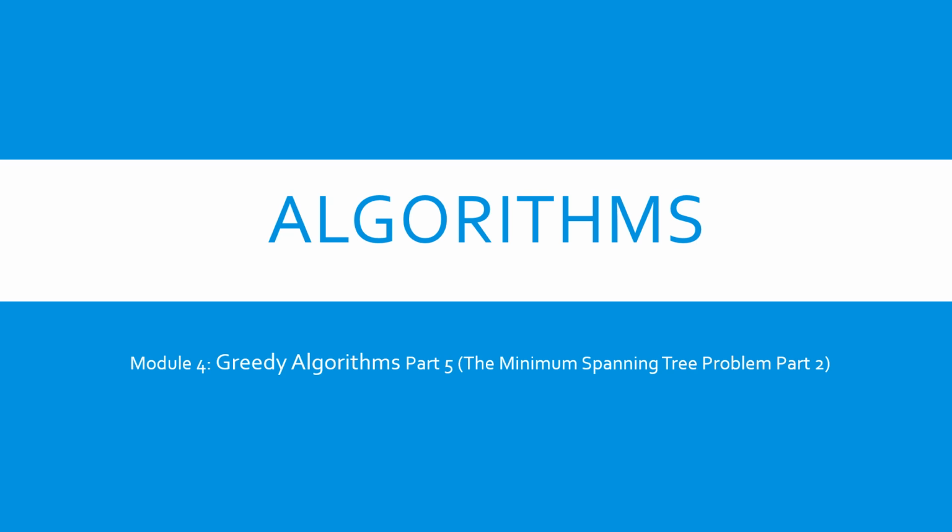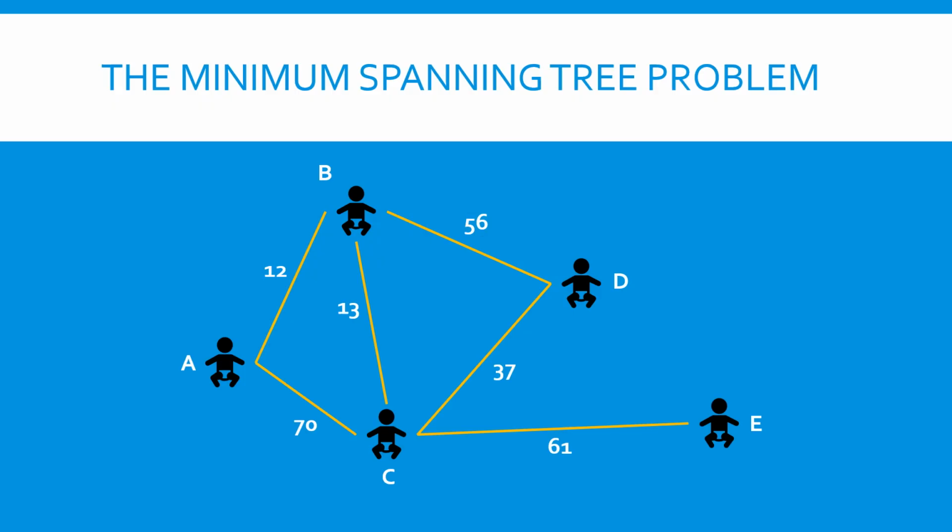This is part 5 of Module 4, focused on greedy algorithms. In this video, we will continue our discussion of the minimum spanning tree problem, or the MST problem. We are given a connected undirected graph with weighted edges, where no weights are negative. The goal is to find a set of edges that connect all nodes while minimizing the total weight.